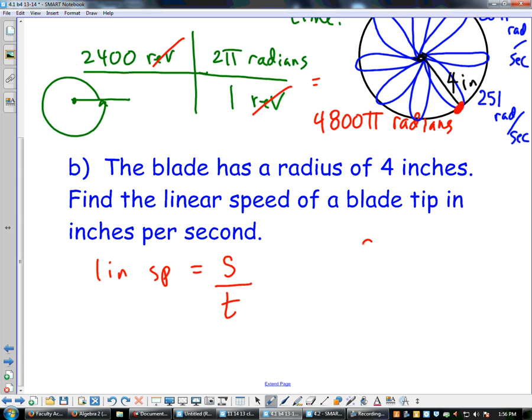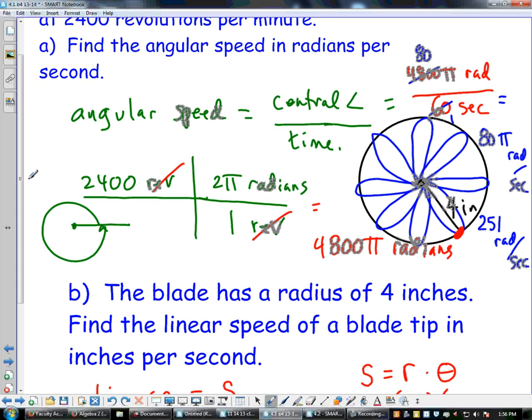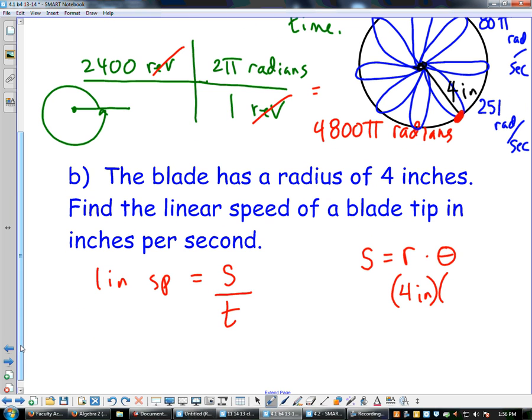So how do we find that? What's our formula for arc length? Radius times theta. What's our radius? 4 inches. And what's our angle measure? Didn't we calculate that already? What was it? 4,800 pi, right? Was our total amount of angle that we traversed. So 4,800 pi. And that's our arc length, which is, what's 4 times 48? Thank you, 19,200. What units are we talking about?